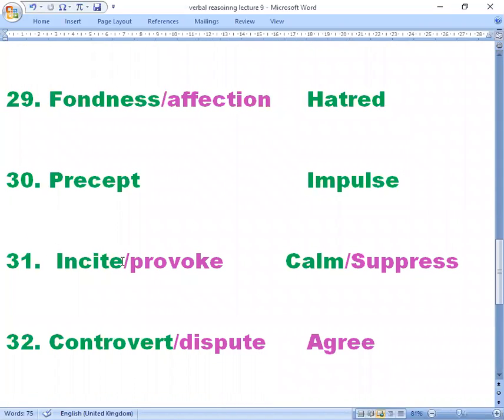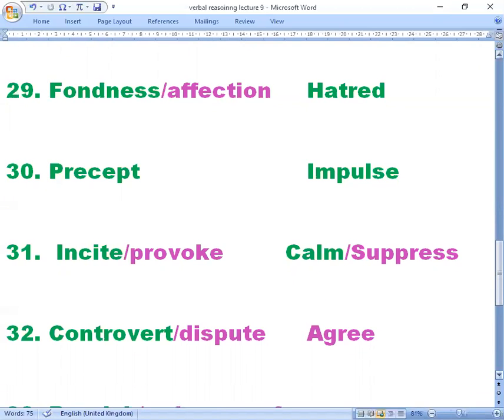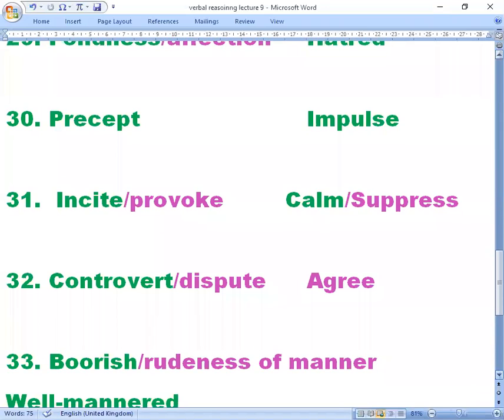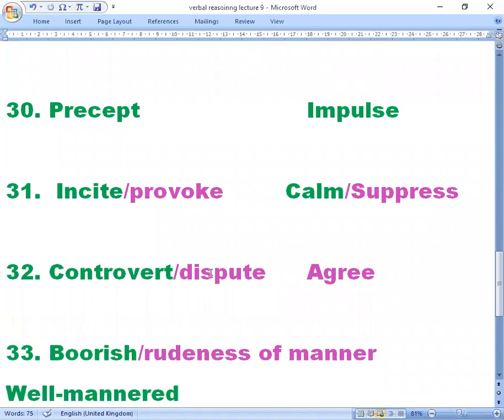Next word is incite, that means provoke, and the antonym of this word is calm or suppress. Next word is controvert, that means dispute or fight, and the antonym of this word is agree.